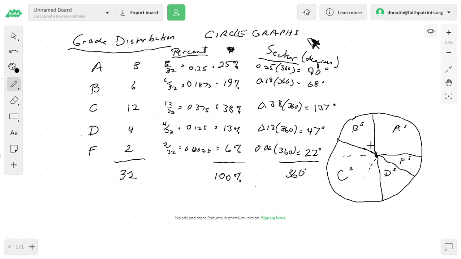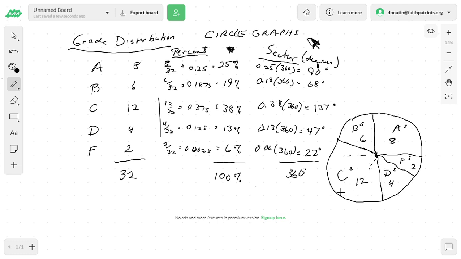So I'm just going to go back here and put in that there were 8 A's, 6 B's, 12 C's, 4 D's, and 2 F's. And you might also have seen circle graphs where instead of using the actual number of students, they put the percents in there. In other words, for the A's, it would say 25%. For the B's, it would say 19%, instead of those actual numbers.